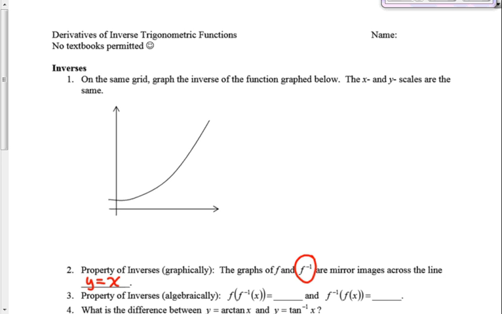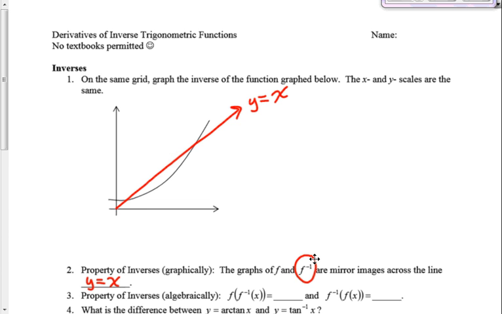So more than likely you've done this before where you had an actual grid. We don't have an actual grid, but if you have a ruler that would be helpful. And we're going to draw in the line y equals x. So we'll say that this is the line y equals x, and it should go directly through the middle, basically bisecting that 90-degree angle there.